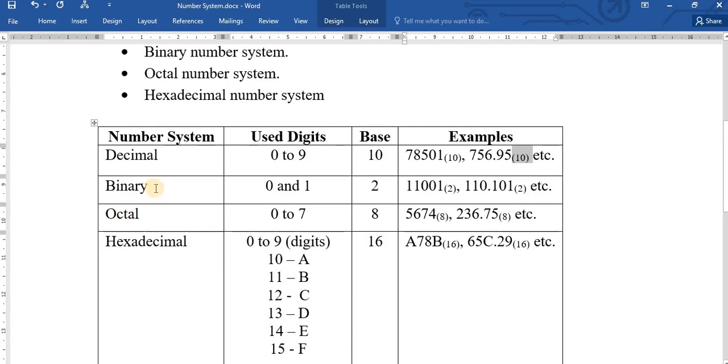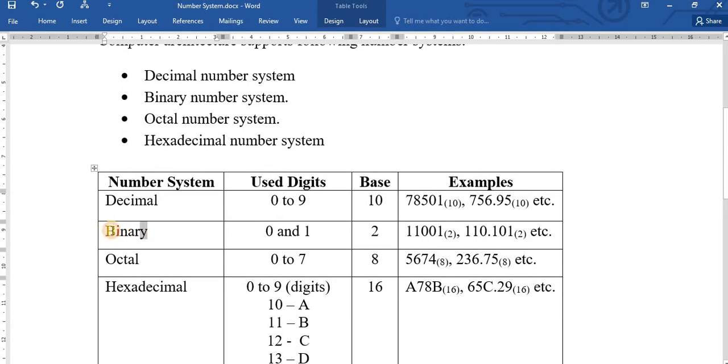Next one is the binary number system. Binary means 2. The binary number system contains only two digits, 0 and 1. Since it has two digits, the base is 2. For example, 1101. This is a combination of 0 and 1, so it is an example of the binary number system, and the base is 2. You can write the binary number with a fractional part also, like 110.